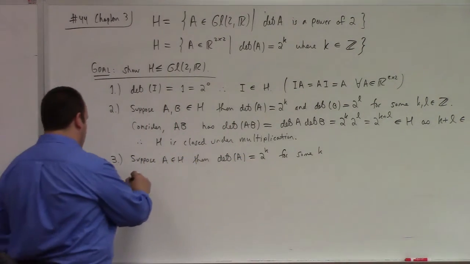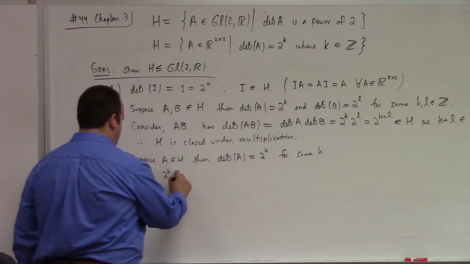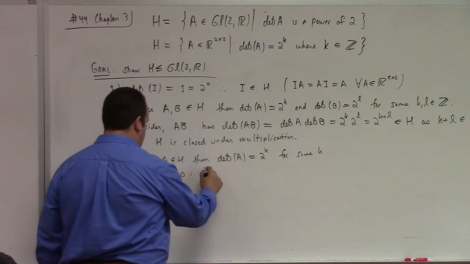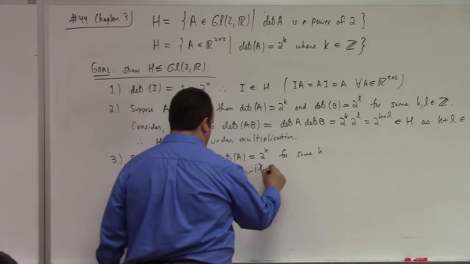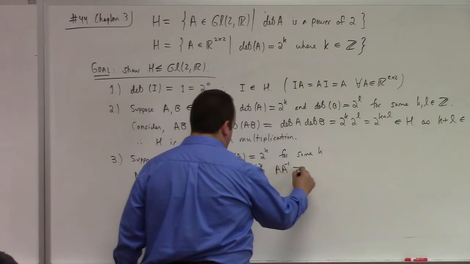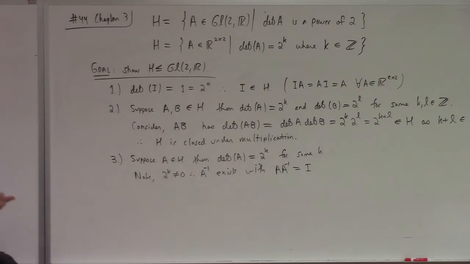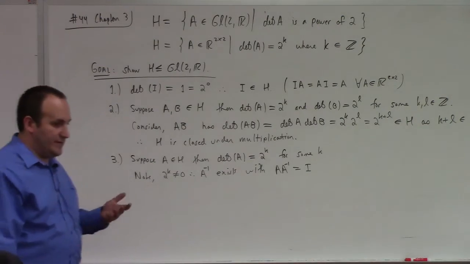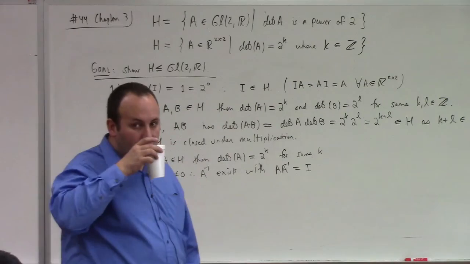Now, note 2 to the k, of course, is not equal to 0, so therefore A inverse exists, with A times A inverse equal to I. What I don't know yet is that A inverse is also in H. I know that A inverse exists in GL2 from linear algebra, matrix theory, whatever you want to call it. And then what do I do?